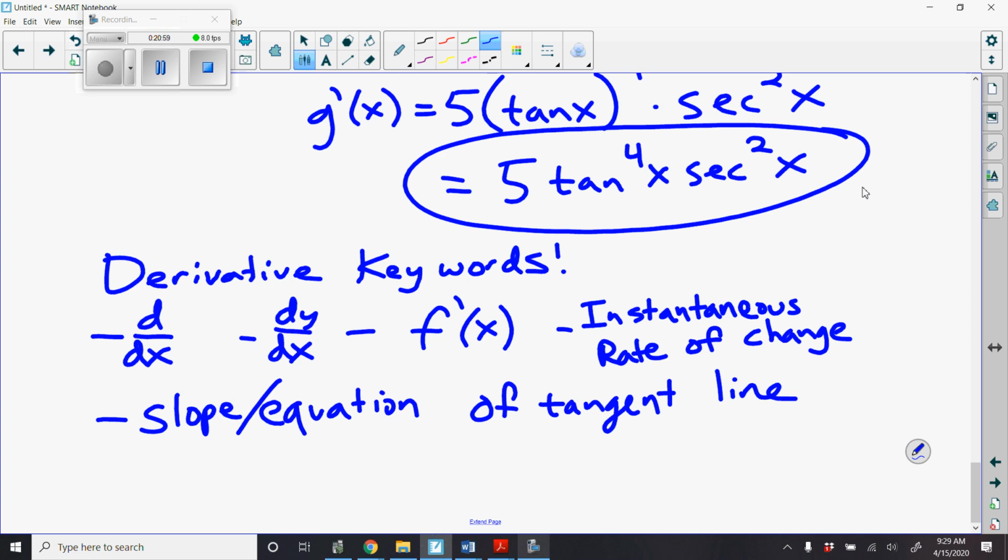Okay. Also, think about your position, velocity, acceleration. If they give you a position function and they ask you about velocity, that means we need to do a derivative to go from position function to velocity function. Derivative of velocity gives us acceleration. Okay. So just be prepared. I might think of some more here.